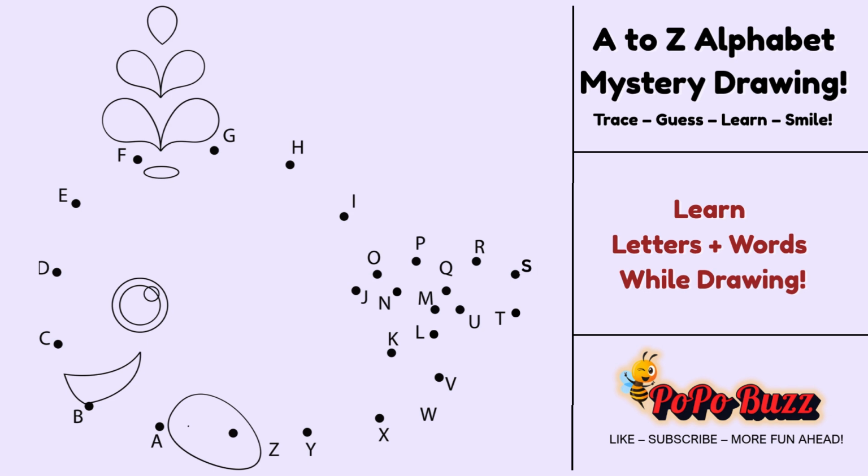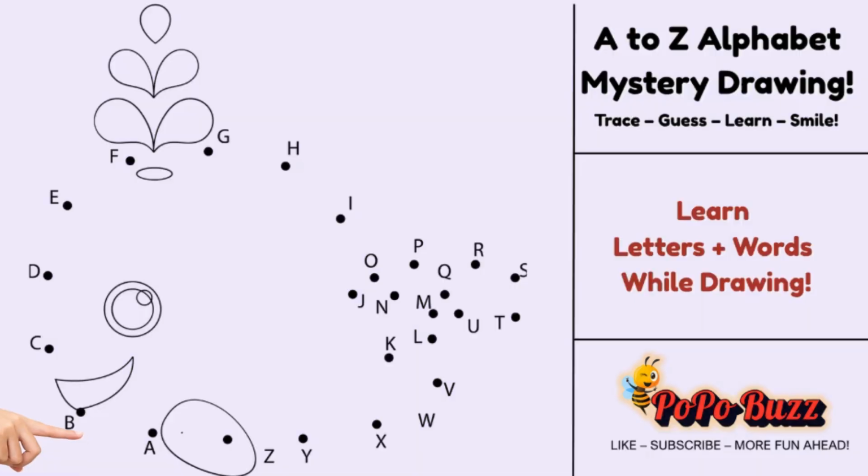So your job is to follow me, letter by letter, and slowly, together, we'll reveal what's hiding in this dotted picture. Could it be a bird, a plane, a dinosaur, or maybe something to eat? You have to stay with me till letter Z to find out. Ready? Fingers out, crayons up, eyes wide. Let's begin our alphabet tracing adventure.